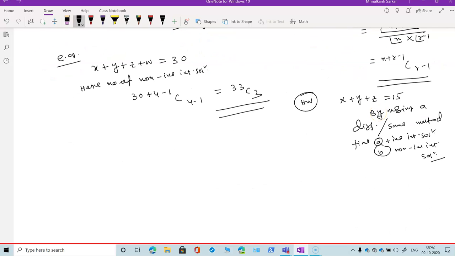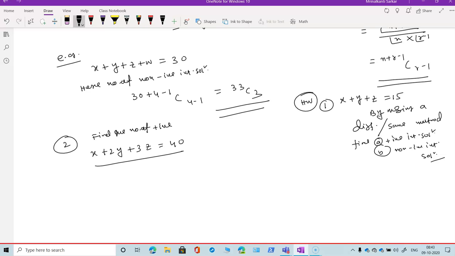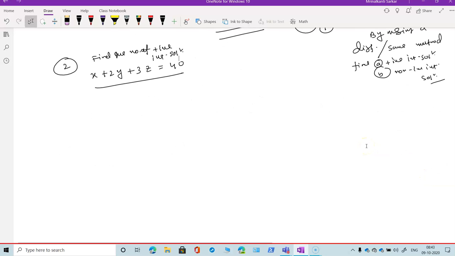If somebody asks you this one and another one you take, find the number of positive integral solutions of this equation x plus 2y plus 3z is equal to, say, 40. Find the number of positive integral solutions of this equation. Okay, so you try at home, you discuss the problem with me.